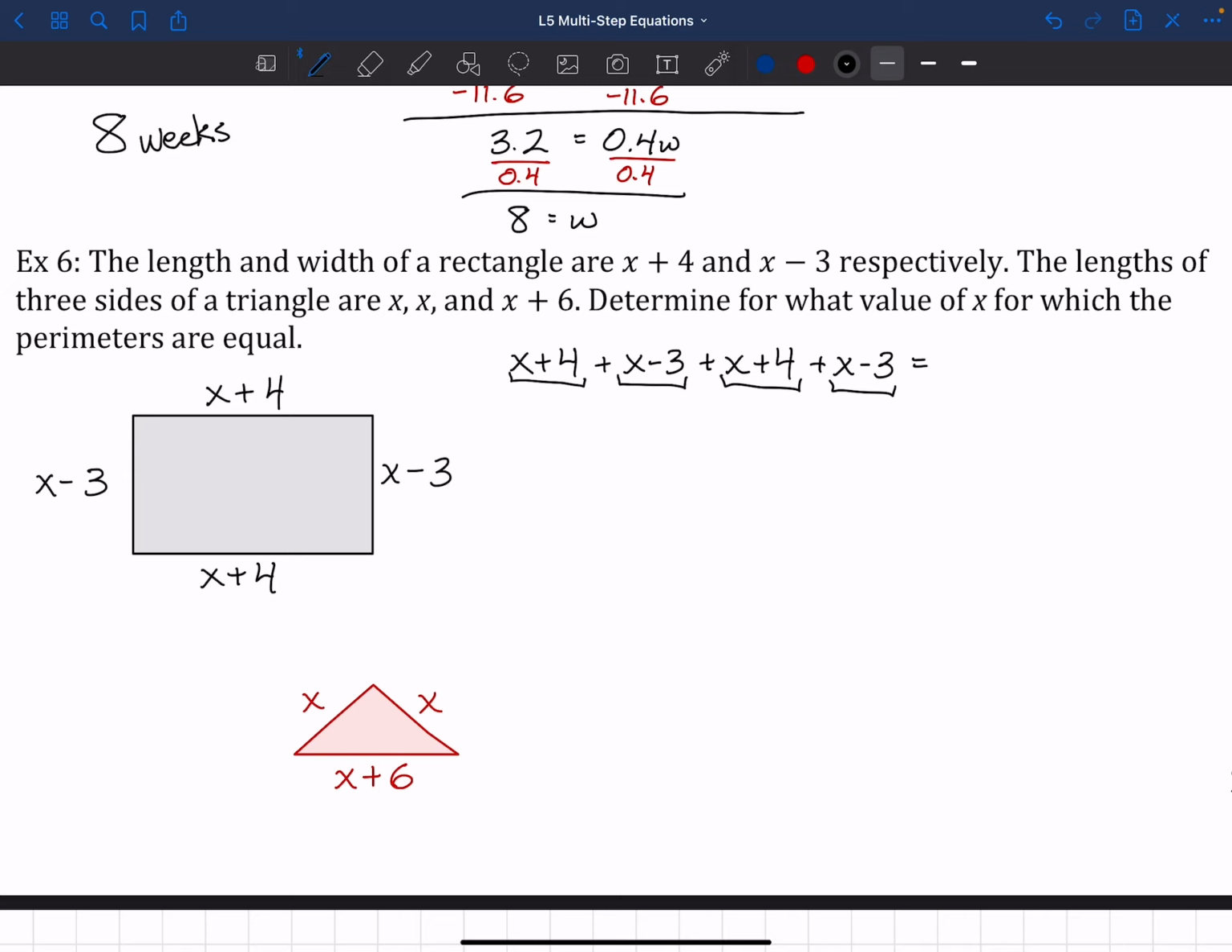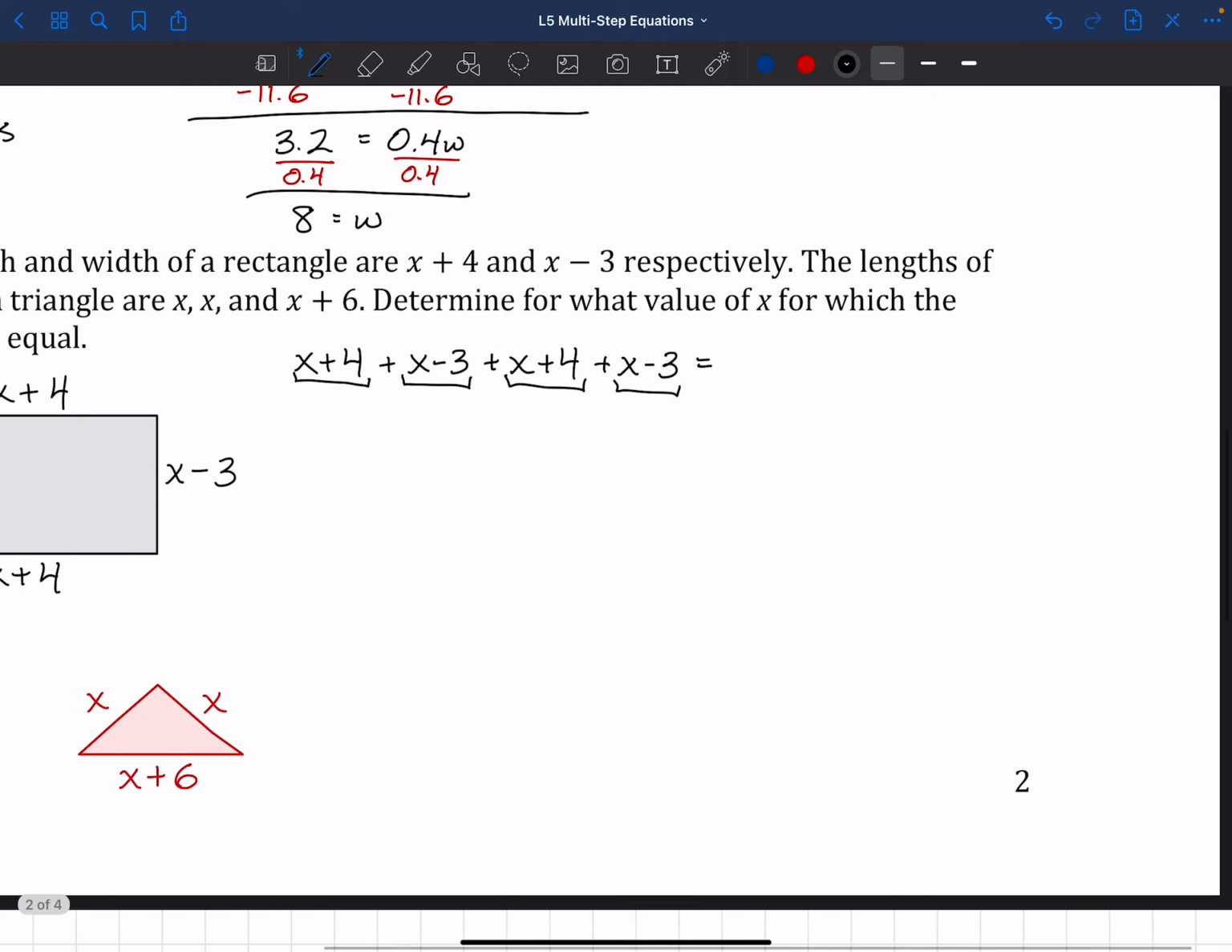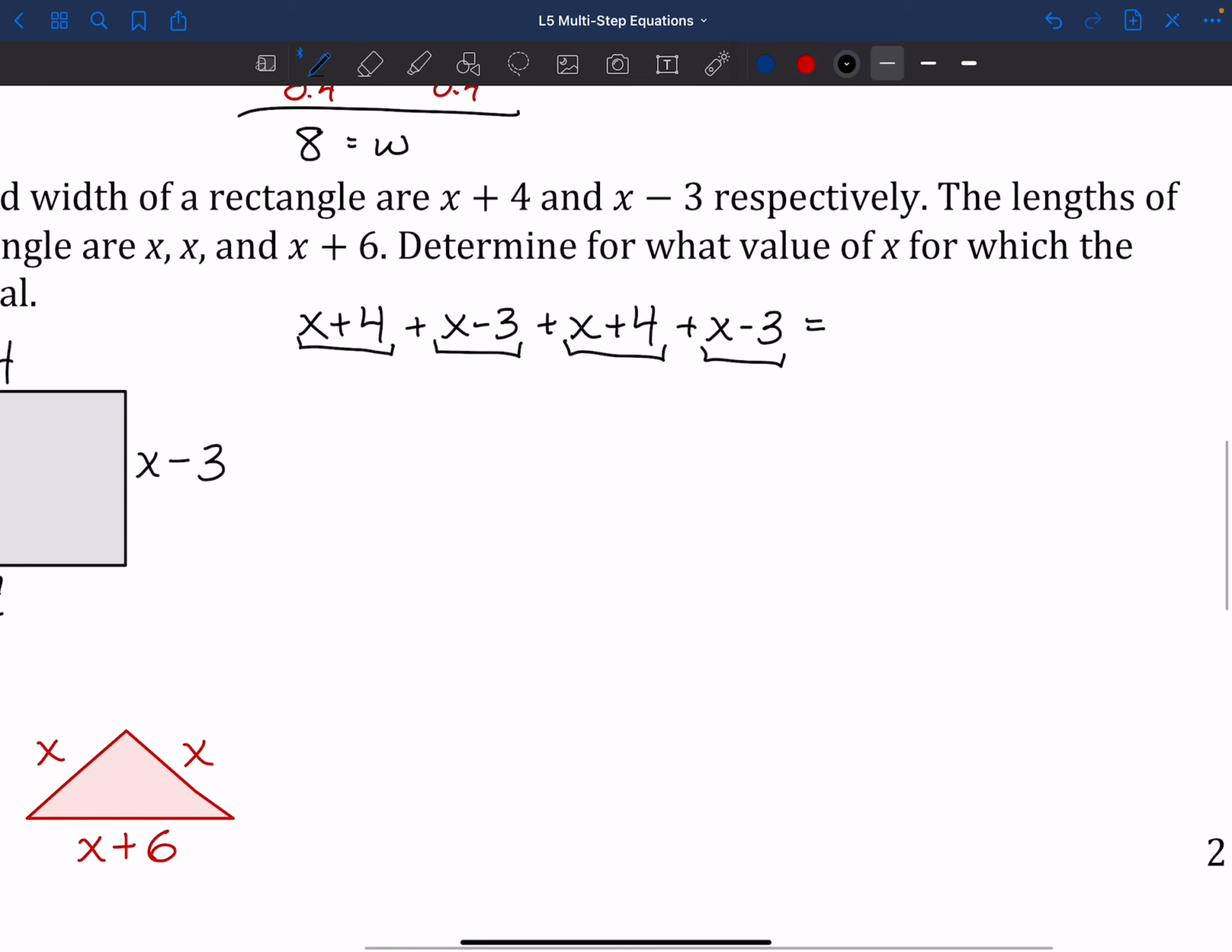On the other side, we're going to figure out the perimeter of the triangle. This one's going to be a little bit shorter, since it's only got 3 sides. It's x, which is a side all by itself, plus another x, and then plus that bottom side, x plus 6. When you're doing these on your own, you don't need to put these little brackets I'm putting underneath them. That's just to show that I have 4 sides of the rectangle added and 3 sides of the triangle added together.